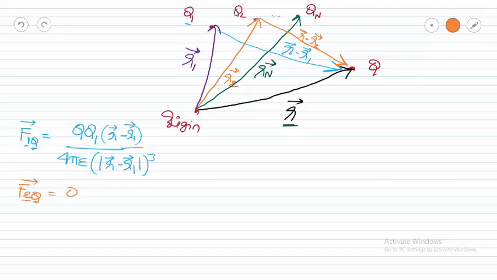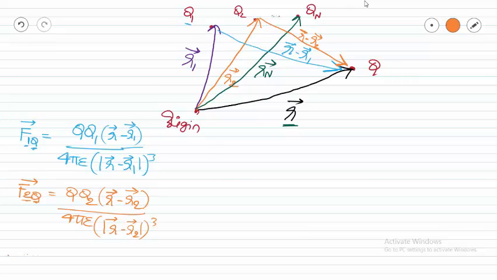Which is given by q2 by 4 pi epsilon, and what is the distance vector this time? R bar minus R2 bar, divided by magnitude R bar minus R2 bar whole cube. So this is the force acting on Q due to Q2 alone. Now similarly, and so on, I can write down the force acting on Q due to Qn alone.